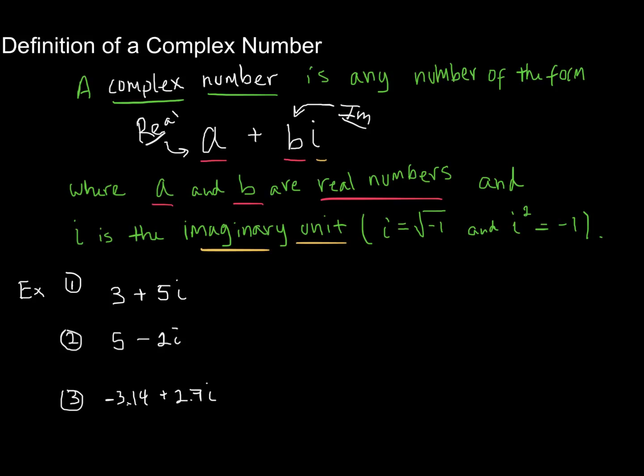The imaginary part is 5. Think carefully about this here. Is there any way that I can simplify this? Can I, for example, add 3 and 5i? The answer is no, right?